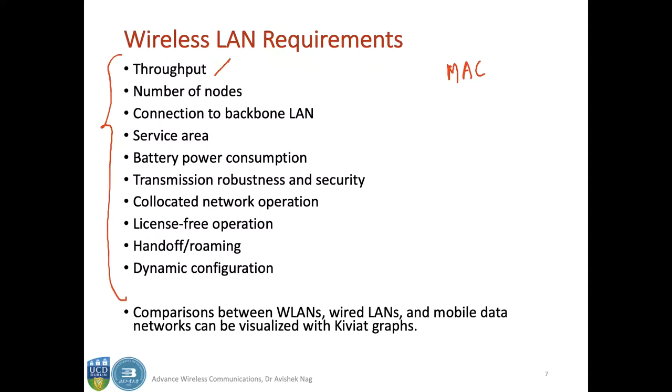Next comes the number of nodes. Wireless LANs may need to support hundreds of nodes across multiple cells. This requirement is also necessary. Then, as you saw in the last two slides, there has to be a connection to the backbone LAN using those control modules. In most cases, interconnection with stations on a wired backbone LAN is required. For infrastructure wireless LANs, this is easily accomplished through the use of control modules.